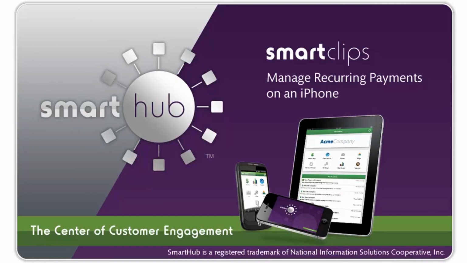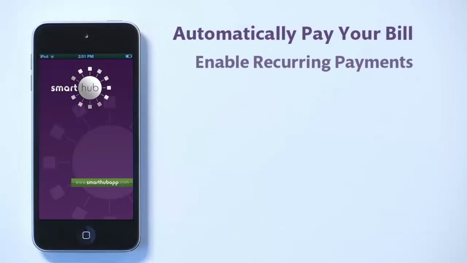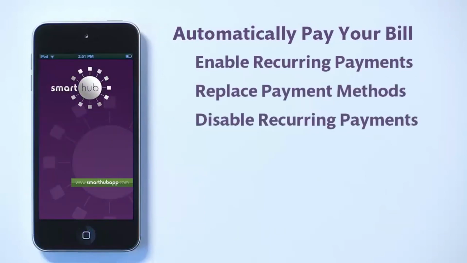Avoid missed payments or possible disconnection by signing up for recurring payments. This means your bill will automatically be paid each month in full without any further action on your part. If you'd like to set up automatic payments from a bank account or card, SmartHub makes it easy to manage them from your smartphone or tablet. This video shows you how to do it on your iPhone.